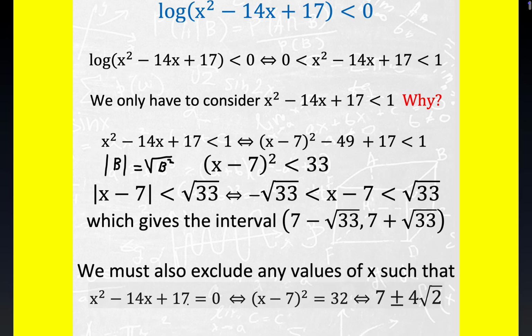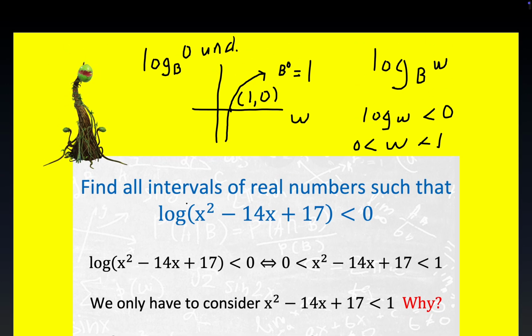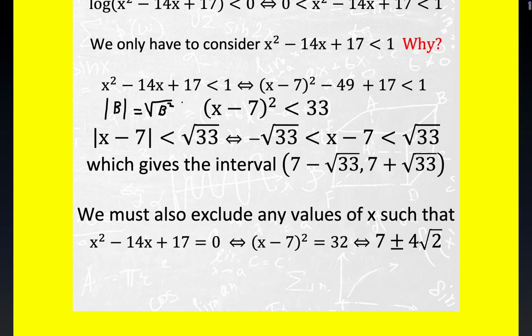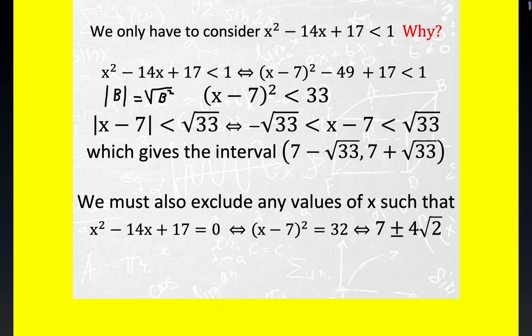Now, we're effectively already done right now, but we do have to be cautious about when x squared minus 14x plus 17 can equal 0. Remember, the logarithm is undefined at 0. And so we have to exclude any values of x such that the input argument is equal to 0. That makes sense. That's just logical. So again, we complete the square and we get these are the two values that have to be excluded.